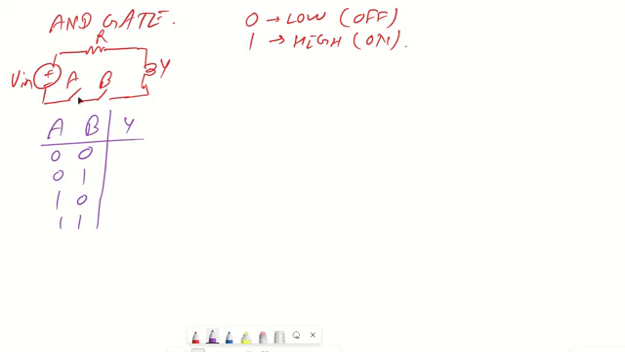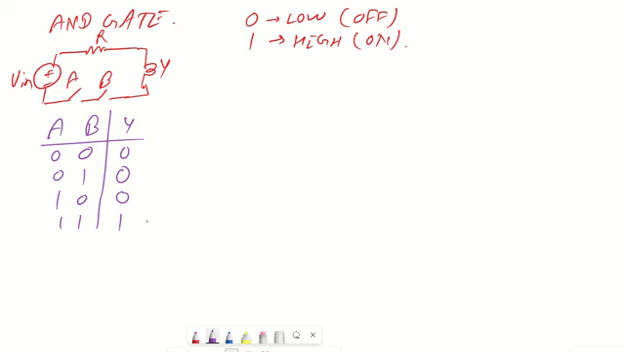Now if either or both of the switches are open, the path is not complete, so the bulb will not glow, which means the output will be 0. If both of them are 0, it will be 0, or if any one of them is 0, then also it is 0, because the circuit is not complete. If both of them are closed, both are going to make the circuit on, and this is how you get Y. Understood? So this is your input, which is AB, and the output is your Y.